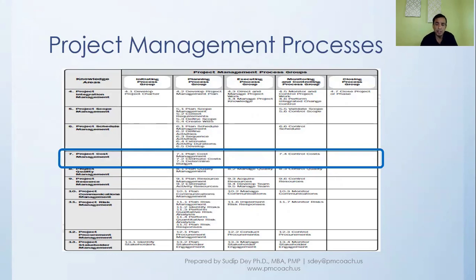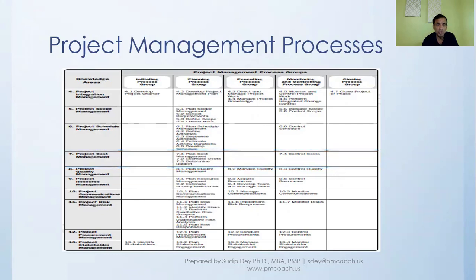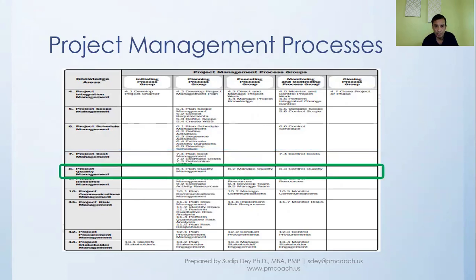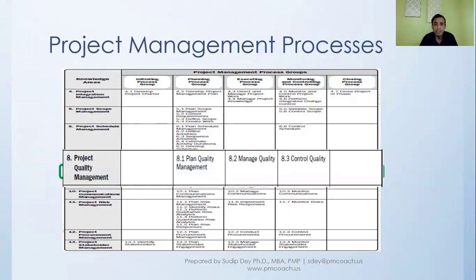Today we are stepping into our next knowledge area, which is project quality management. And if we look at it closely, there are 3 processes in project quality management. One is in the planning process group, one is in the executing process group, and the last one that we'll talk about, control quality, is in the monitoring and controlling process group.